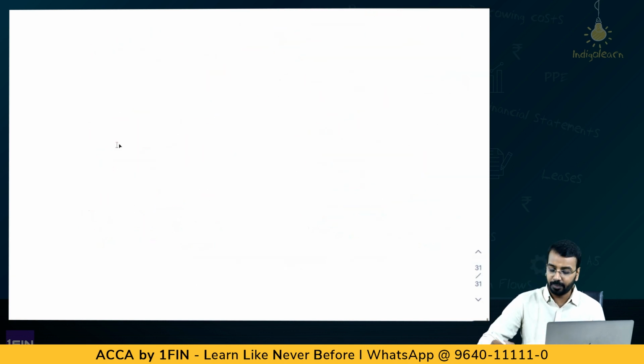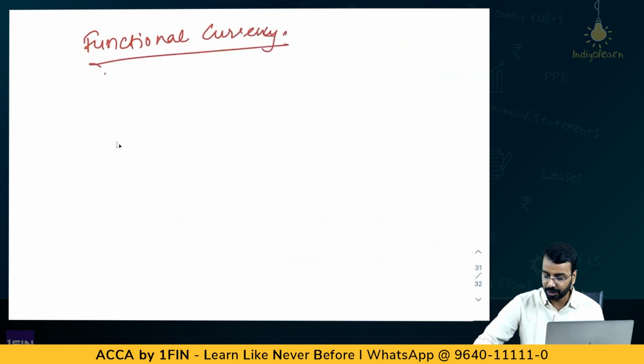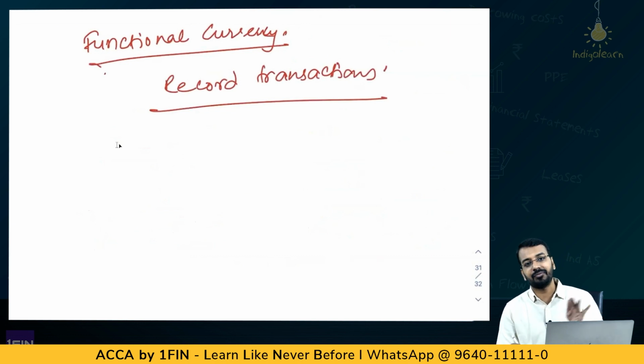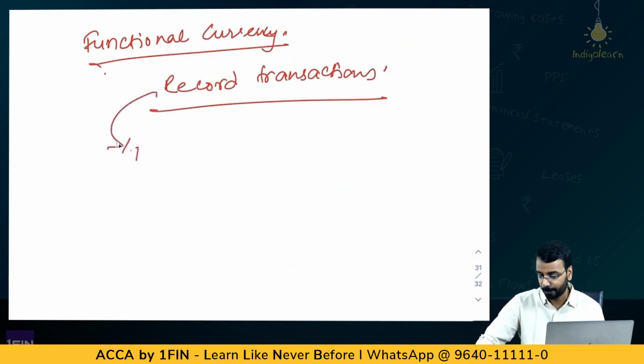Now, the rule of thumb is all the transactions must be recorded in functional currency only. So, whenever you record transactions, you have to record the transactions in functional currency. Now, the reporting currency may be different than the functional currency. Then in that case, when you have to report in another currency, you have to translate this to the reporting currency.